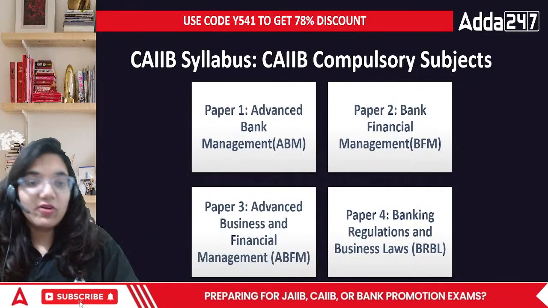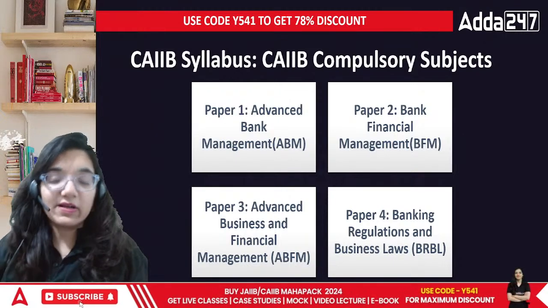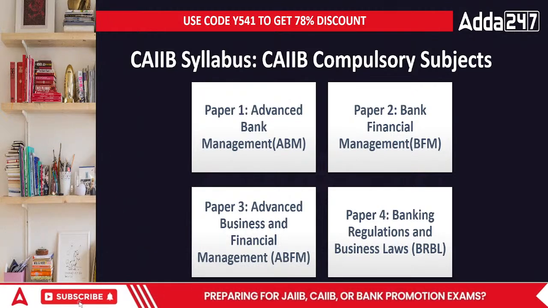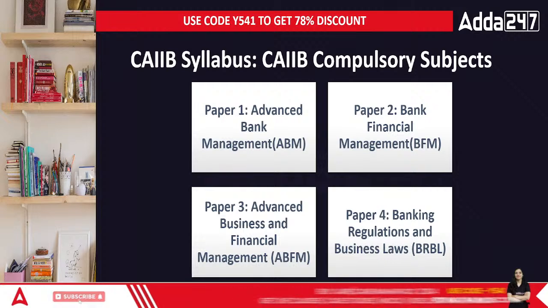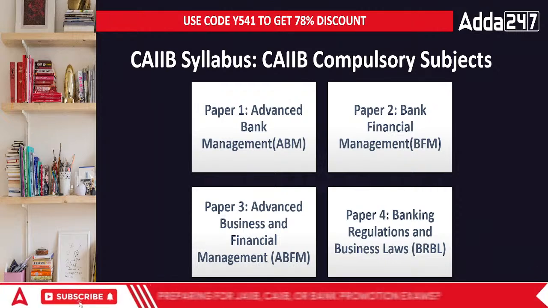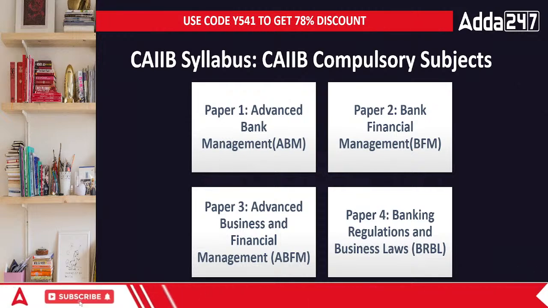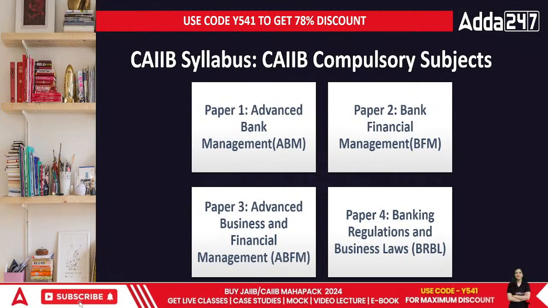Overall, when we talk about the examination, you already know that you have four compulsory subjects. What are your compulsory subjects, everyone? The compulsory subjects include, number one, ABM, Advanced Bank Management. Then the next one is your Bank Financial Management, BFM. Then you have ABFM, Advanced Business and Financial Management, and the last one is your Banking Regulations and Business Laws. All these four subjects are available for you in the examination.